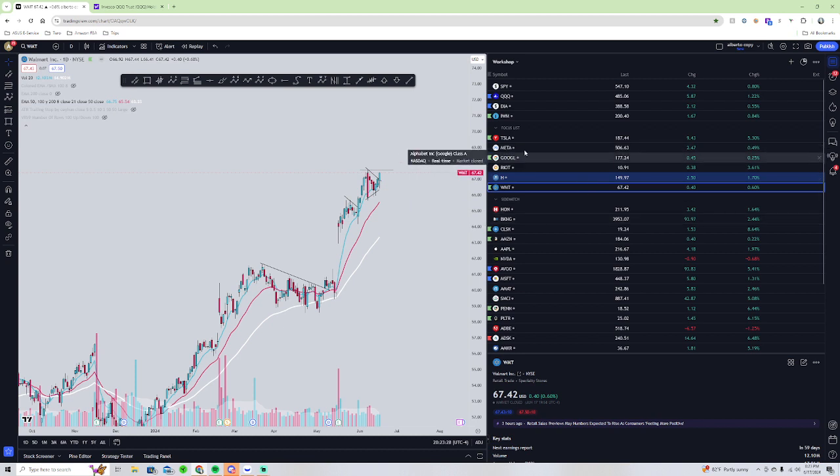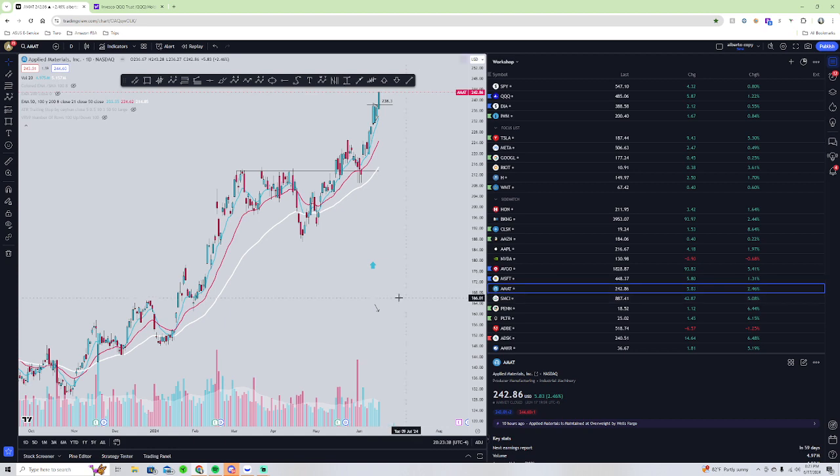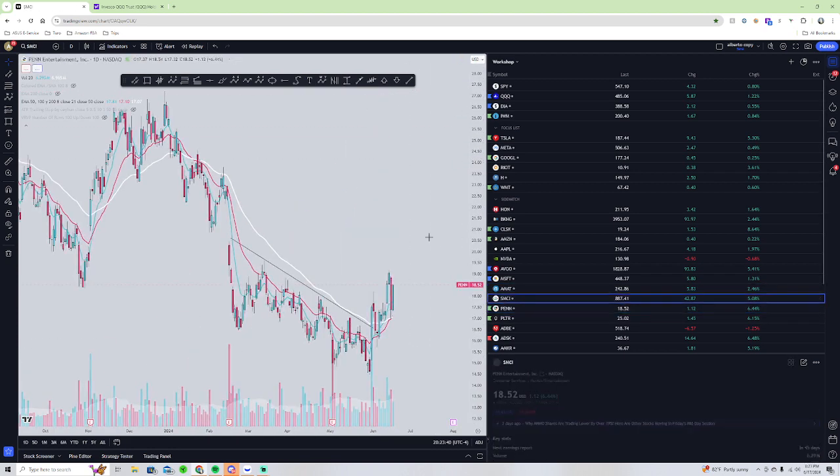Just for options, I think it might be better to just have your capital on these names that are really moving. But we'll keep it on for now, just for the sake of the watch list creation.